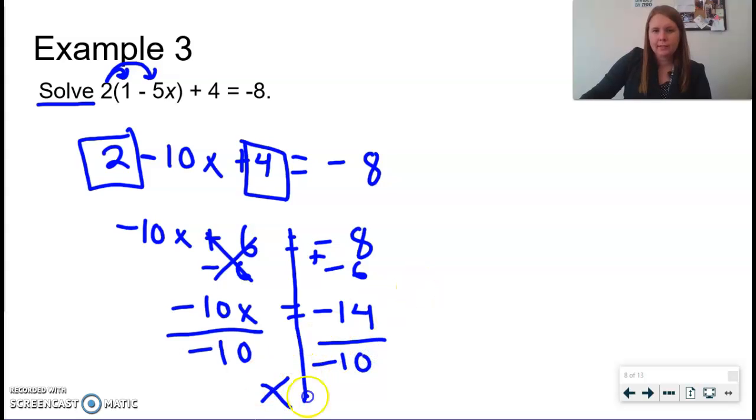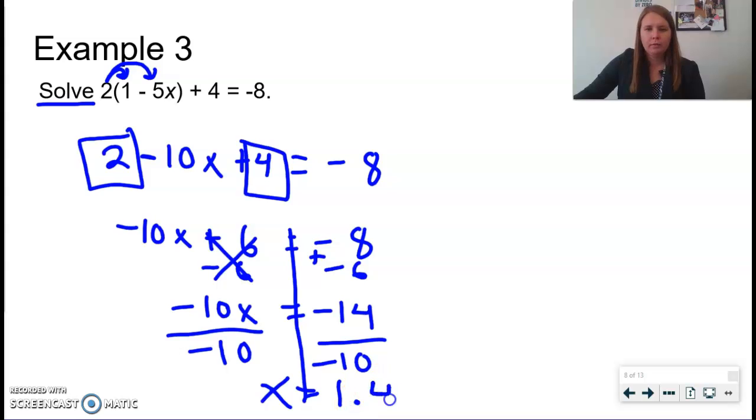I'm left with the x on this side. If I grab my calculator and actually do negative 14 divided by negative 10, it's going to come out with a decimal. We're doing a division of a negative by a negative, so it cancels to be a positive. And I'm left with 1.4. And that's okay. We can have decimals, we can have fractions within our problems here with multi-steps.